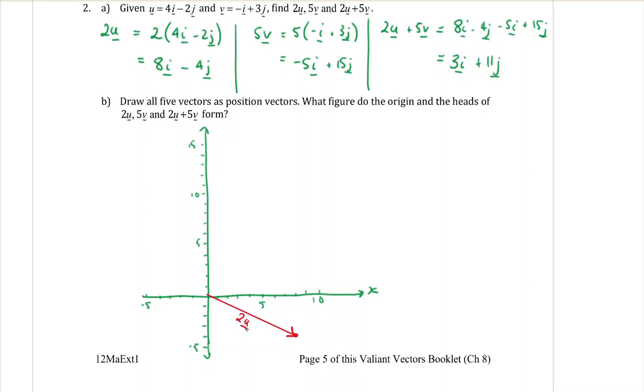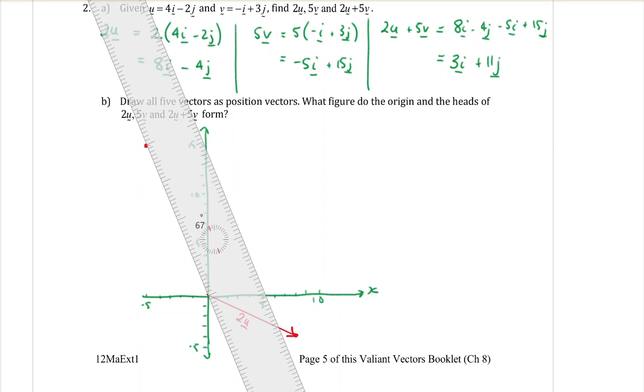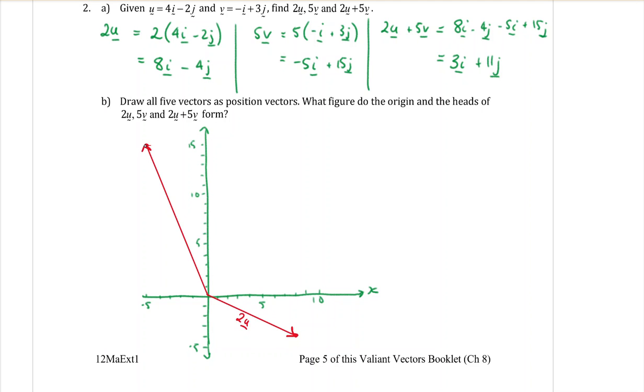Okay, let's draw the next one, 5v. 5v was minus 5i, so over at minus 5 on the x-axis, and positive 15j, way up here. These are from the origin, remember? So that is 5v. And then 2u plus 5v was 3i, 1, 2, 3i, and 11j, which goes there.